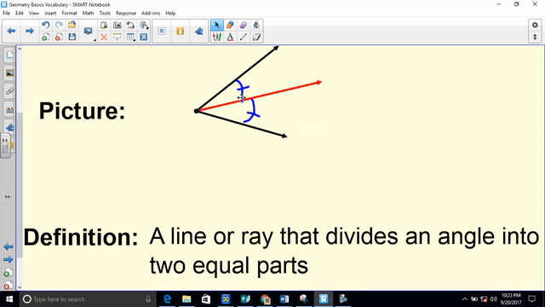And these blue markings here are just showing you that this angle measurement and this angle measurement down here are the same. And so when you have an angle bisector, that means it cuts the angle into two equal parts, and these two equal parts are the same. They have the same angle measure.